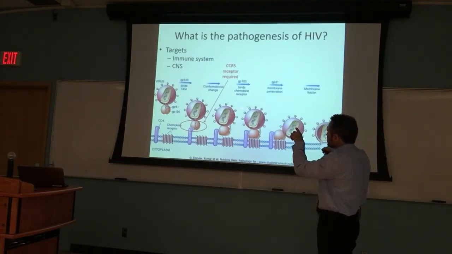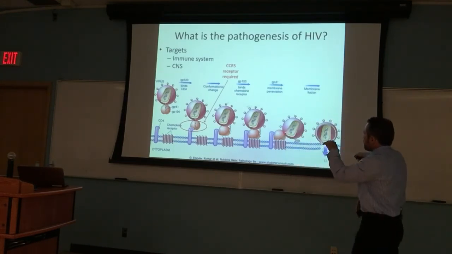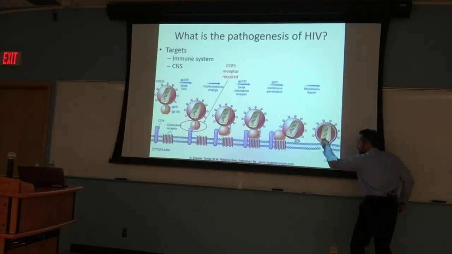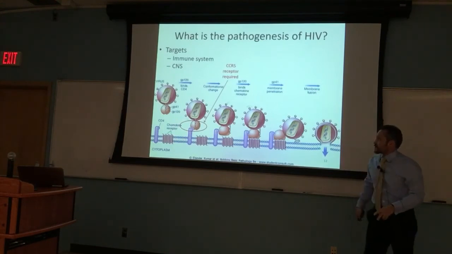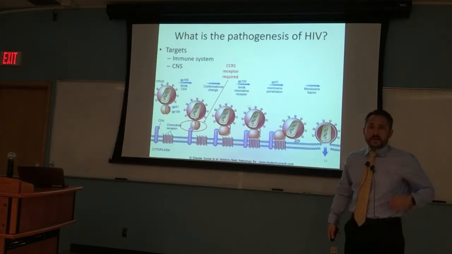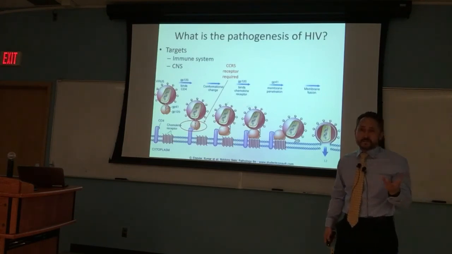It actually goes through a conformational change, and then it penetrates the membrane, and as it penetrates the membrane, it injects that capsid into the helper T cell, and now the helper T cell is infected with the virus.